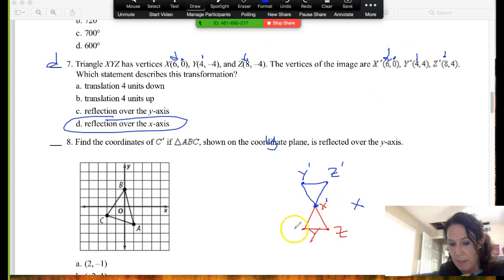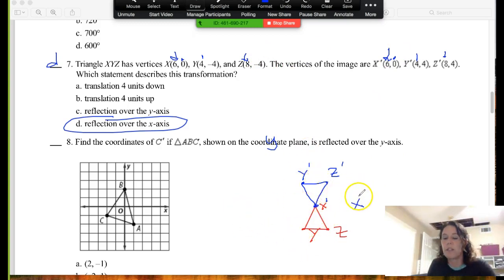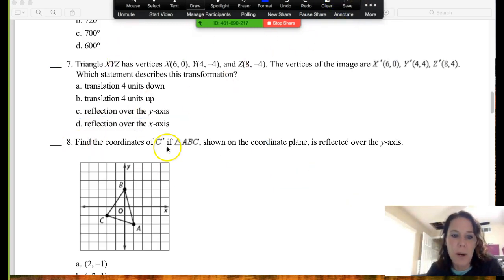So the x stays the same. You go over on the x the same. It's the y that reflects. When you're reflecting over the x-axis, that's what happens. All right, let's go ahead to number 8.